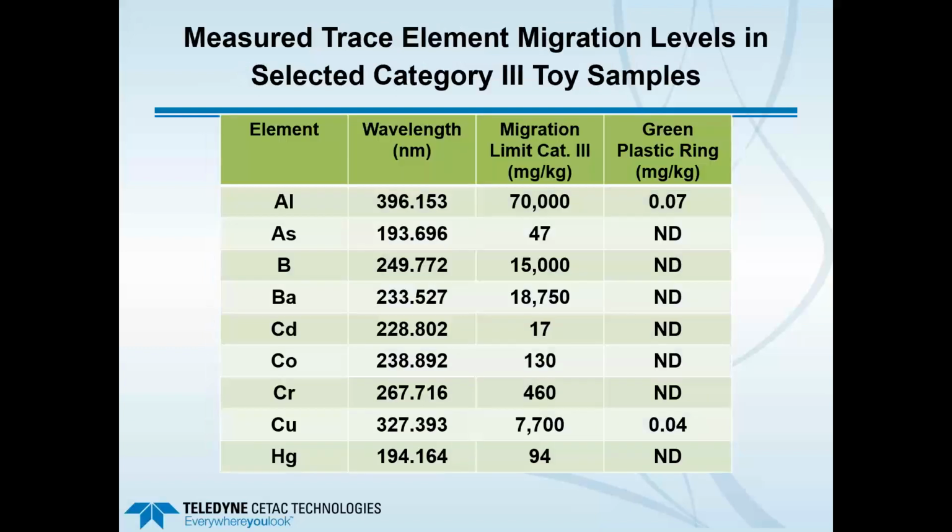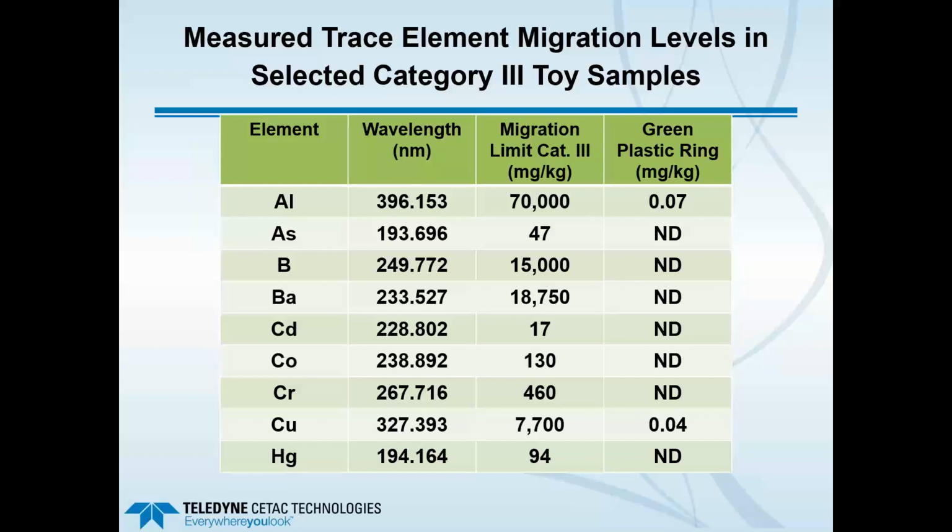So, results. First, we'll look at the green plastic ring sample. So, on the third column, you see the migration limit for a category 3. This is in milligrams per kilogram for certain elements. And you can see for some of the more toxic elements like arsenic, cadmium, mercury, and in the later slide, for lead, you will see the much lower migration limit.